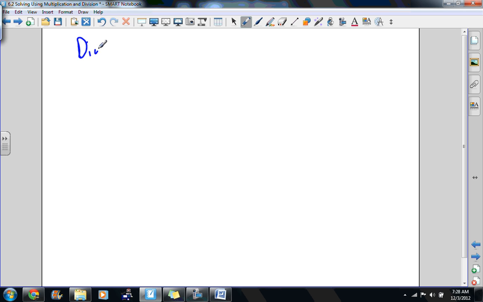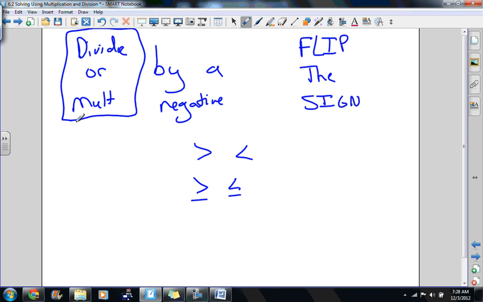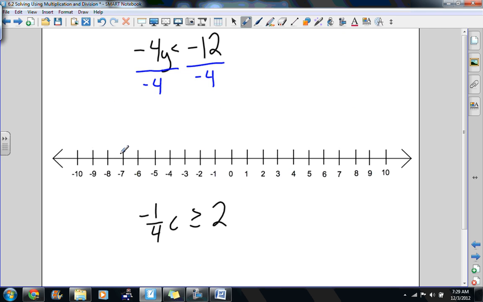Okay, so if we divide or multiply by a negative number, okay, you must flip the sign. Okay, so if the sign was like this, it flips like that. If the sign was like that, it flips to that, and so on and so forth. Important, this is only for multiplying or dividing, not for addition or subtraction. Okay, so let's get back to the problem. So here, we need to go y, and now we have to flip the sign, is greater than positive 3.